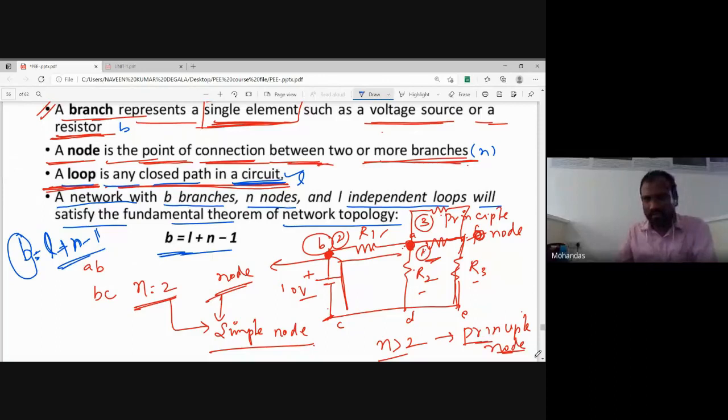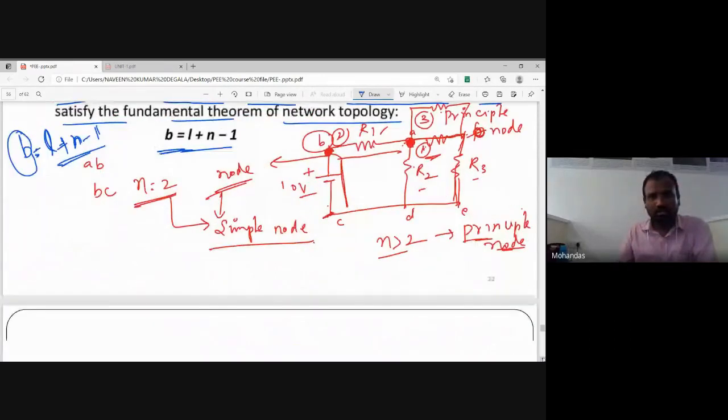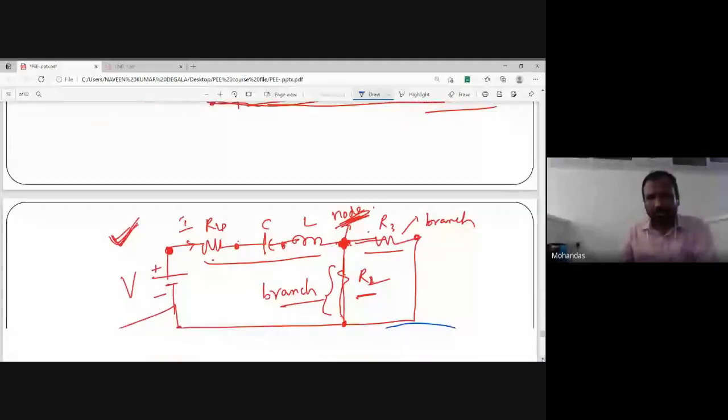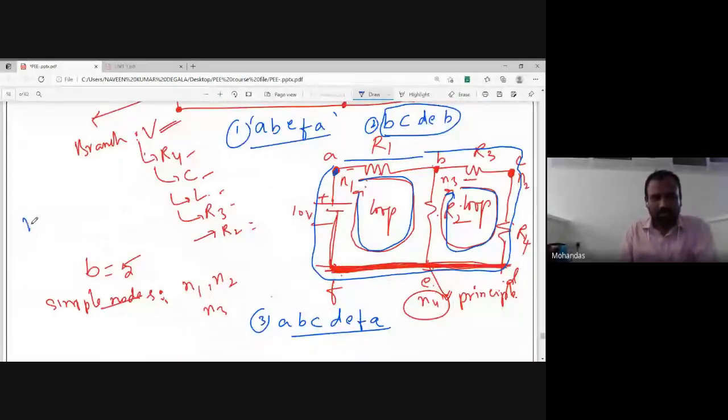Let us check these things in this circuit. That is the formula: branch B equal to loop plus N minus 1. How many loops are there? L equal to, in the circuit, how many loops are there? Possible loops: 3. So 3 loops. How many nodes are there? All nodes, principal nodes and simple nodes. One simple node, another simple node, another principal node. So 3 nodes.